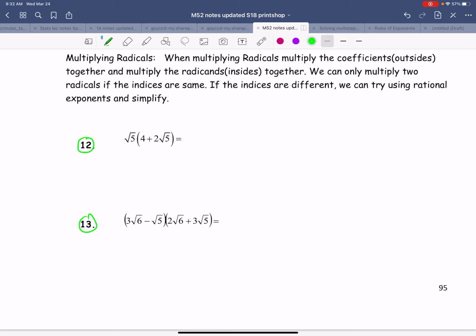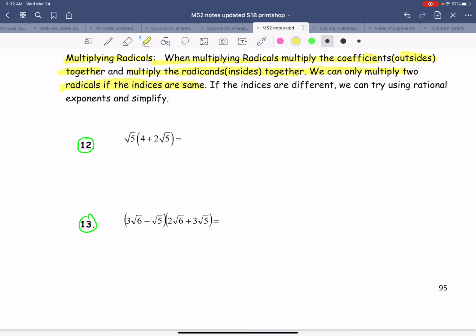In this video, we are going to discuss multiplying radical expressions, multiplying radicals. So to multiply the radicals, we must multiply the coefficients, the numbers in the front, together and multiply the radicands together. So multiply the coefficients together, multiply the radicands together. We can only do that as long as the indices are the same. That means the number in the pocket is the same.